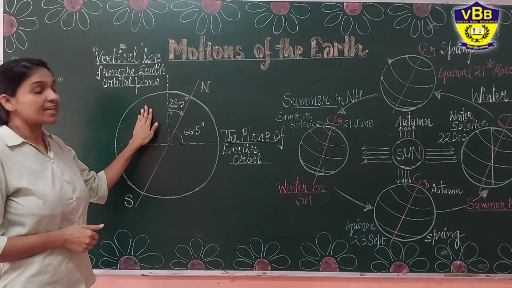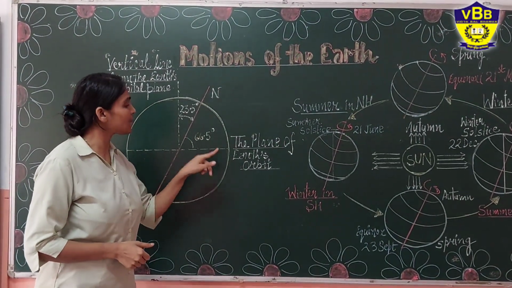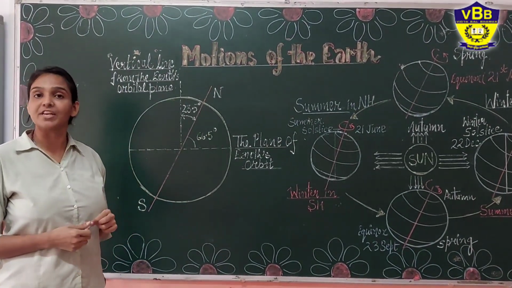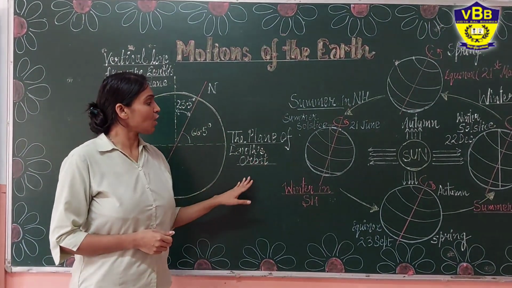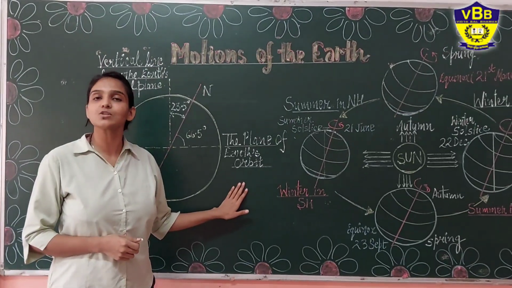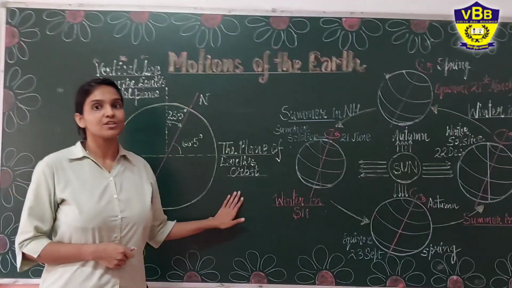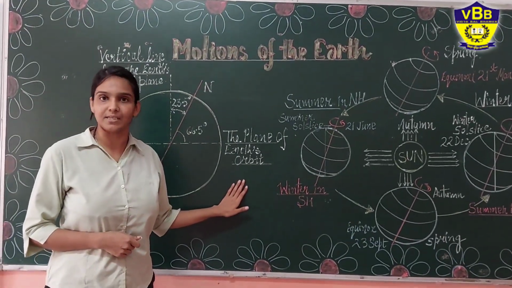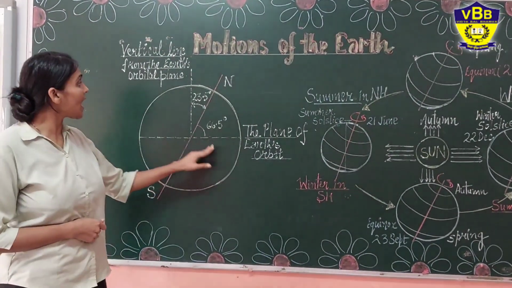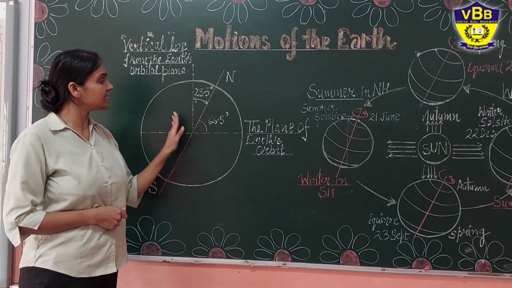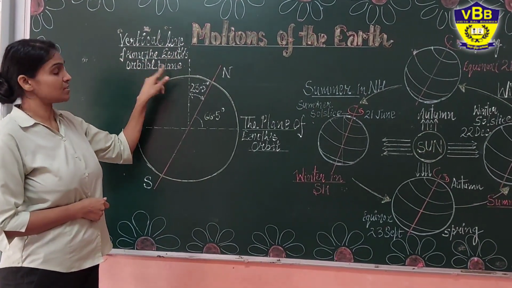You can see a diagram of Earth on the board. Now you can see a horizontal line passing through the Earth from within. This horizontal line represents the plane of Earth's orbit. Now what is orbit? Orbit is the path traversed by the Earth during revolution around the Sun. So it is taken to be a horizontal line. And you can see a vertical line in the center. It is the vertical line from the Earth's orbital plane.